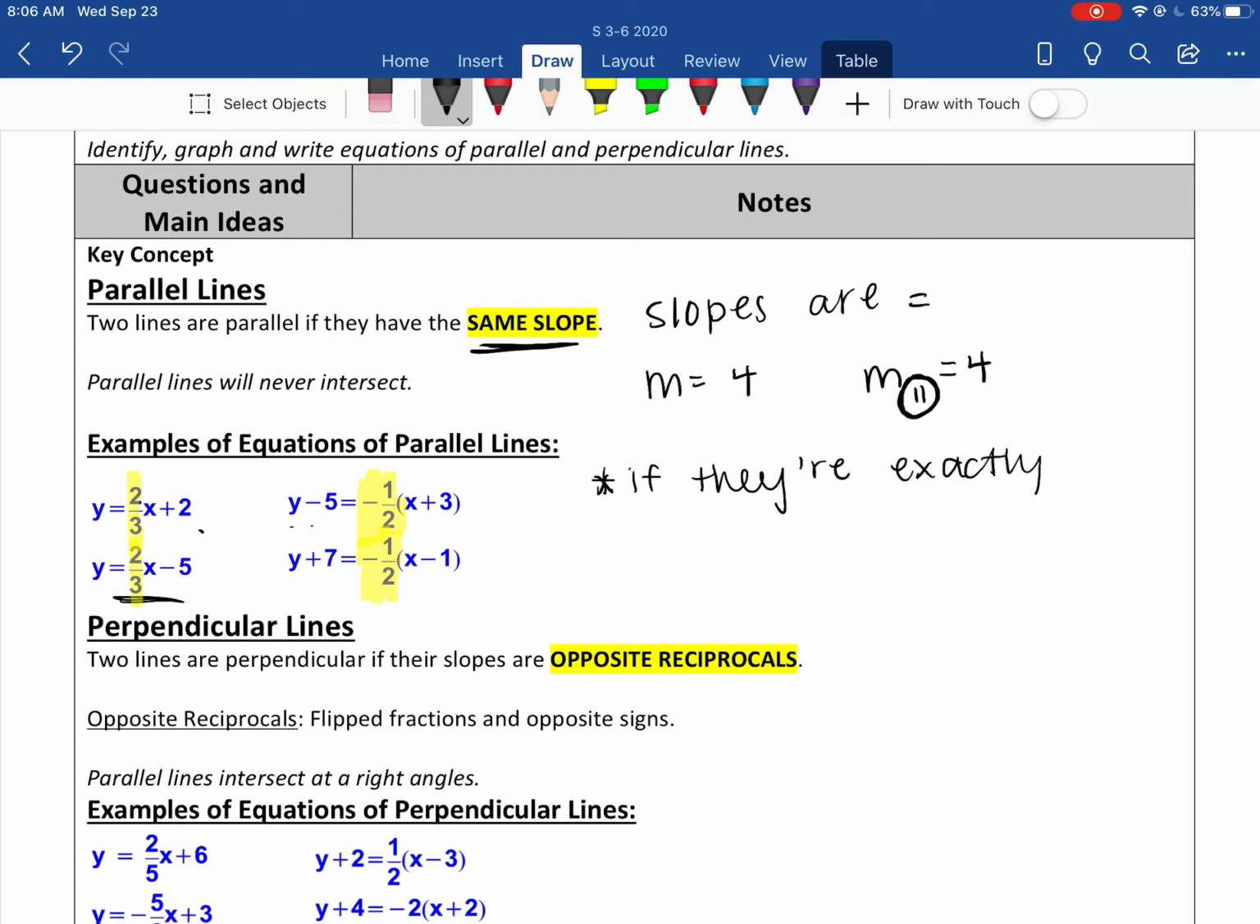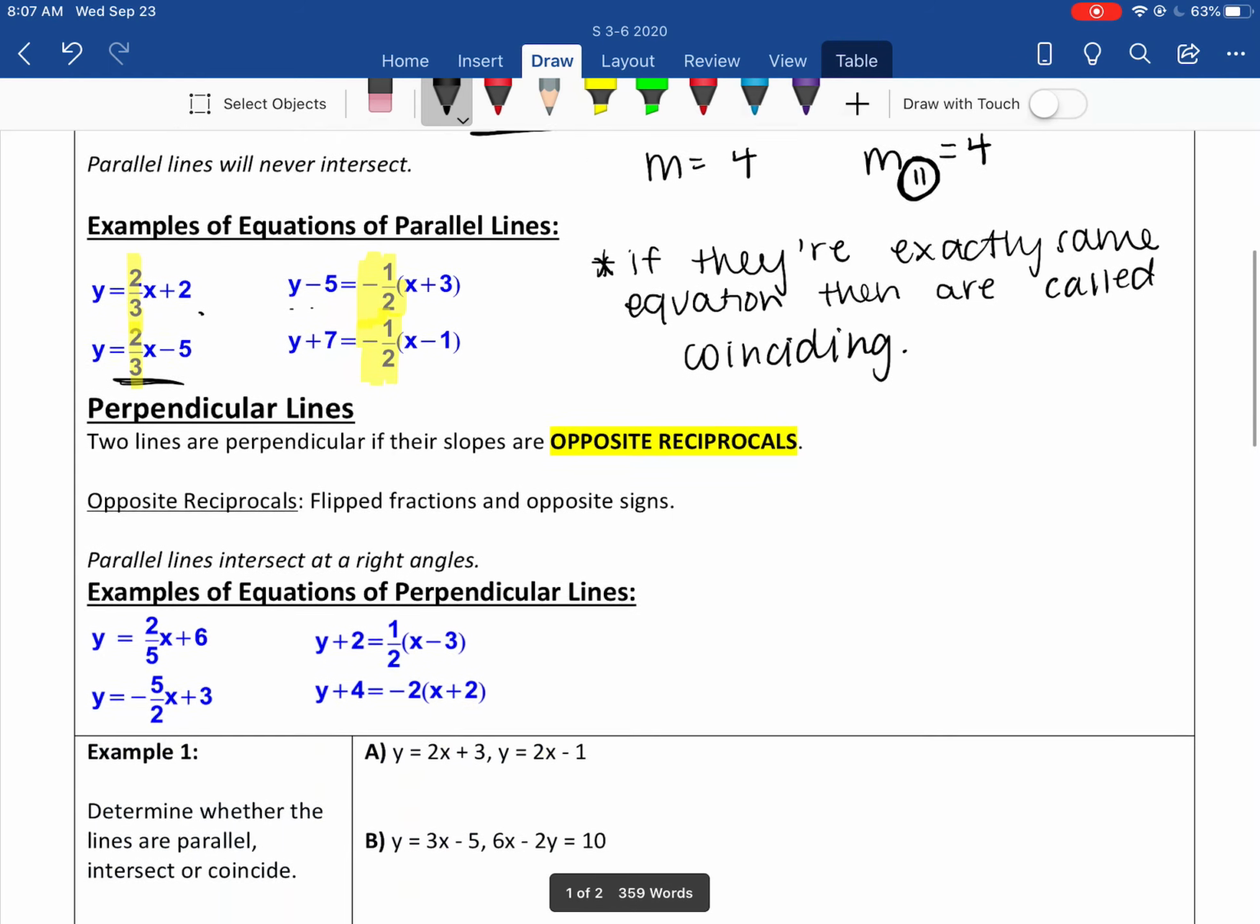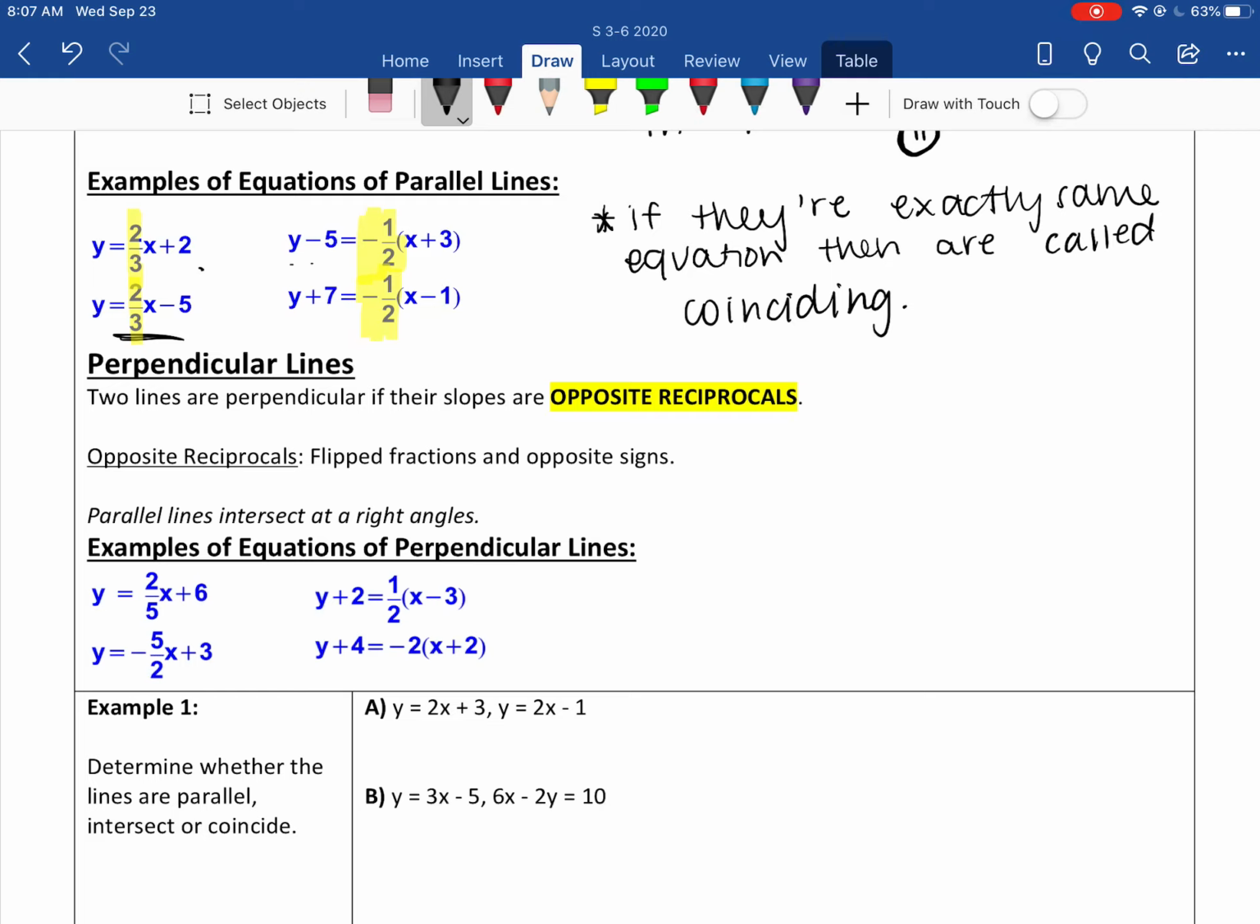If they have the same slope and the same y-intercept, then they are called coinciding, which means they're just on top of each other. They're the exact same line. They lie on top of each other. You wouldn't be able to tell that there were two lines there because they would be right on top of each other. Okay? Next, we have perpendicular lines.